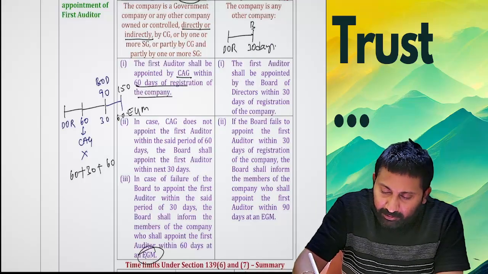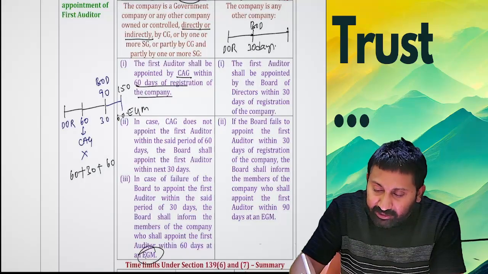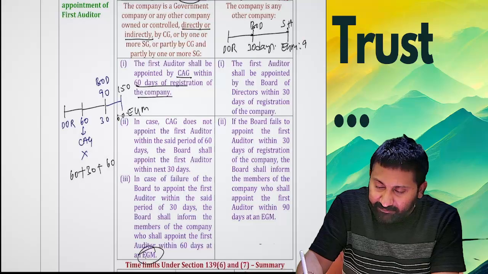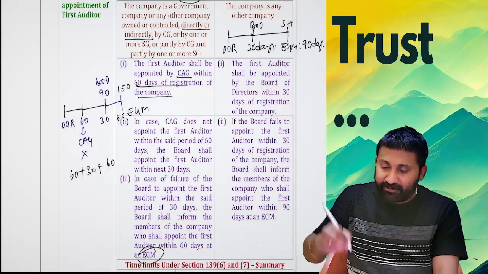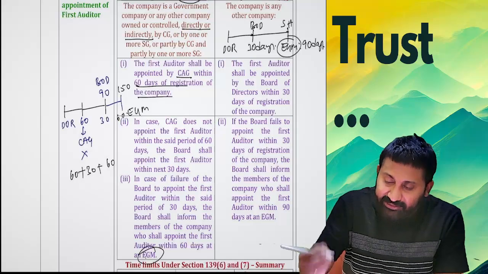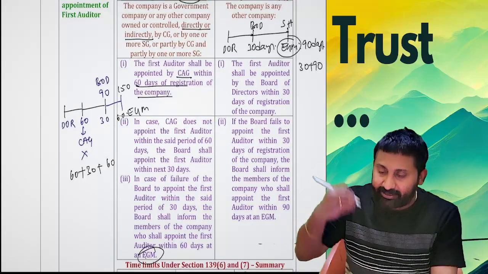Who will appoint? Board of directors. If board fails to appoint, board shall inform the shareholders who will conduct the EGM and appoint within 90 days. Where? At the EGM. So here the time limit will be 30 plus 90.